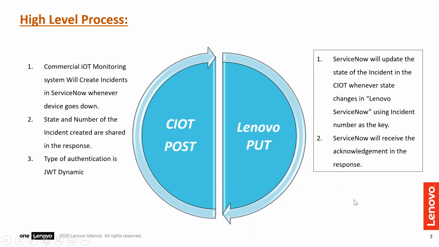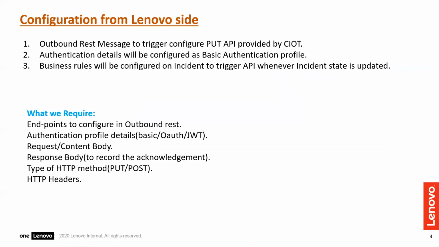ServiceNow will receive the acknowledgement in the response. We are going to send the request to them, and in return we are going to receive a success response. If it is received successfully by the third party, we are going to get a success response as well. I'll show you that as well. We'll go for the next one.